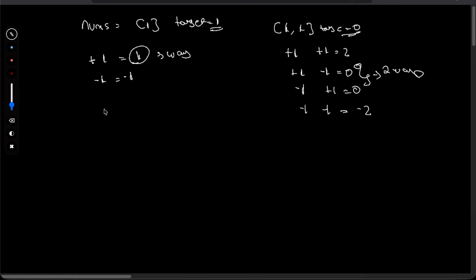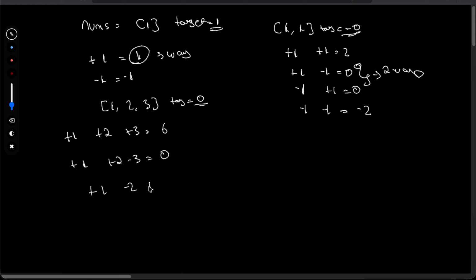So there are two ways. If we have an array like 1 2 3 and the target is 0, let's try our sign choices. Plus 1 plus 2 plus 3 is 6. Plus 1 plus 2 minus 3 is 0. Next is plus 1 minus 2 plus 3, which is 2. Next, plus 1 minus 2 minus 3 is negative 4.